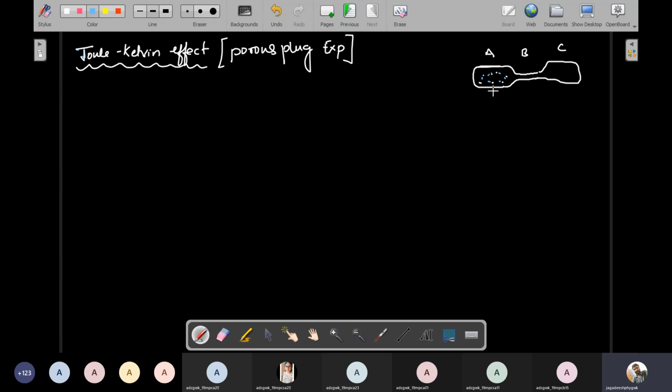This gas is maintained at high constant pressure. And now this side is maintained at low constant pressure, which I'll mark with an arrow. Constant means kept constant. If you consider high pressure, constant means it continues at high pressure only. So this is a constant low pressure.